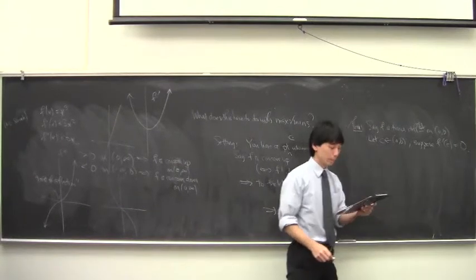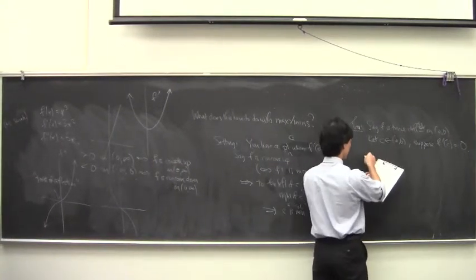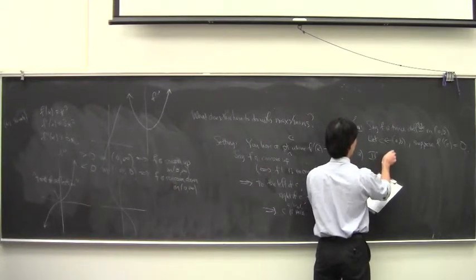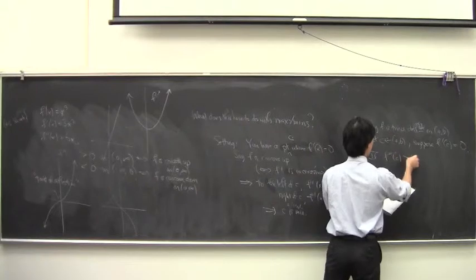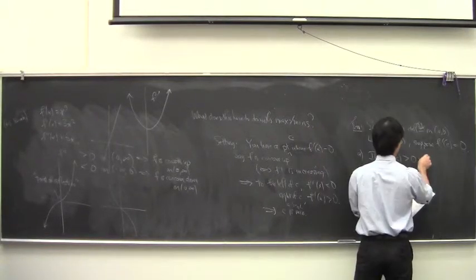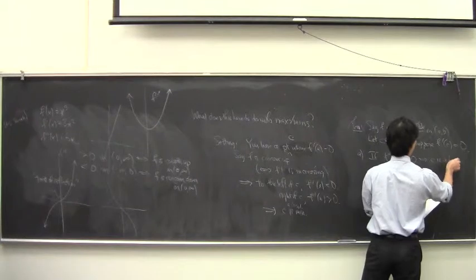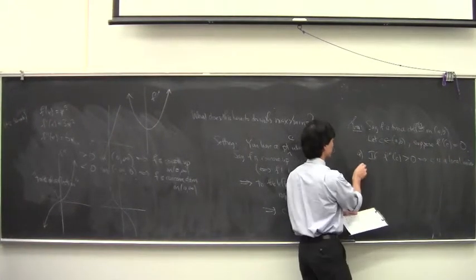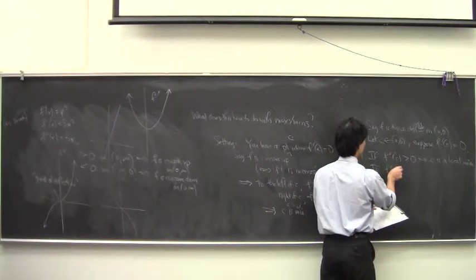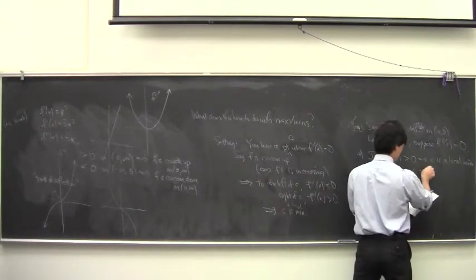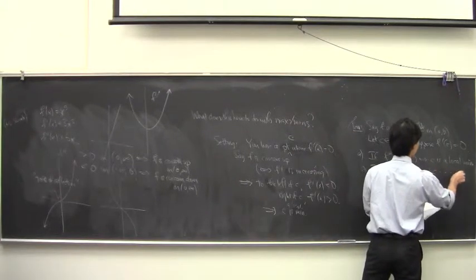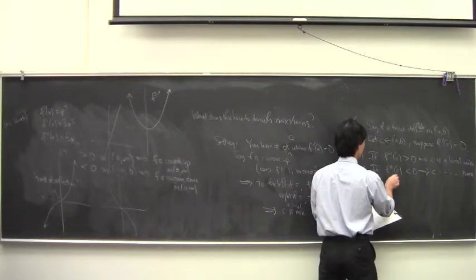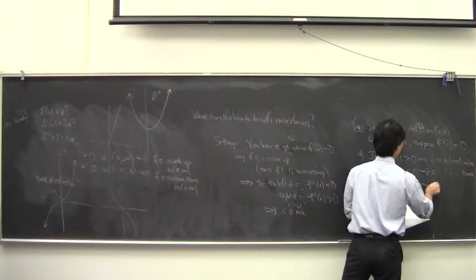So suppose you have this point where the derivative is 0. If f double prime of C is bigger than 0, then C is a local min. If f double prime of C is less than 0, then C is a local max. If f double prime of C equals 0, then there's no information.